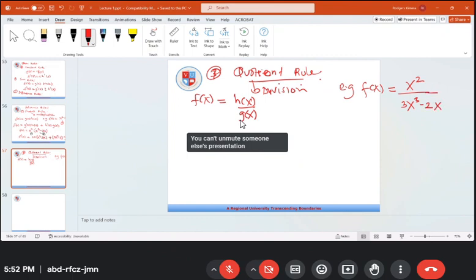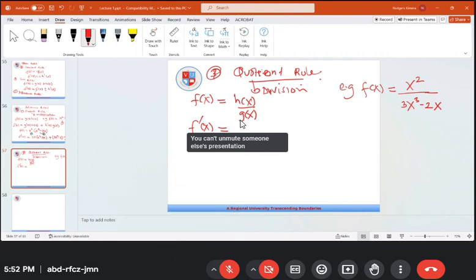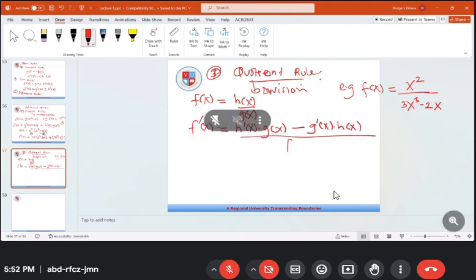This is a quotient. We are dividing two functions, okay? And to do that, we always apply this: get the derivative of the first function times the second function, minus the derivative of the second function times the first function, all over the second one squared.